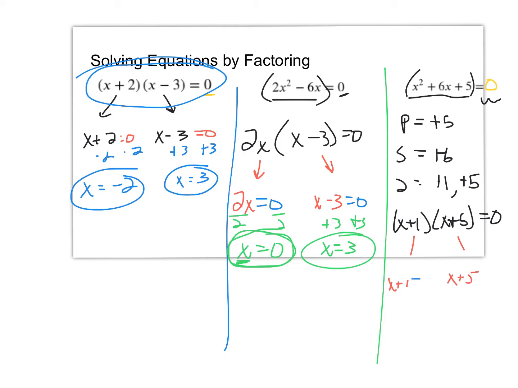Set the pieces to 0. And now we solve. So minus the 1, x equals -1 minus the 5, x is equal to -5.